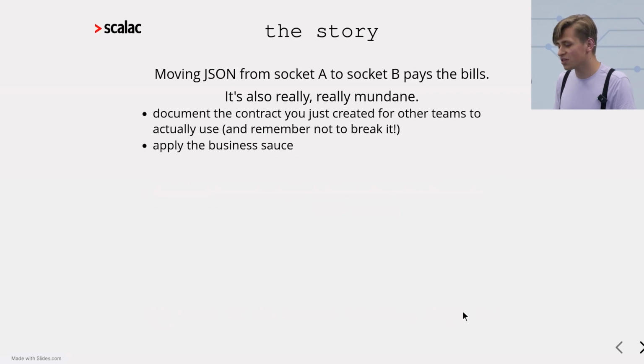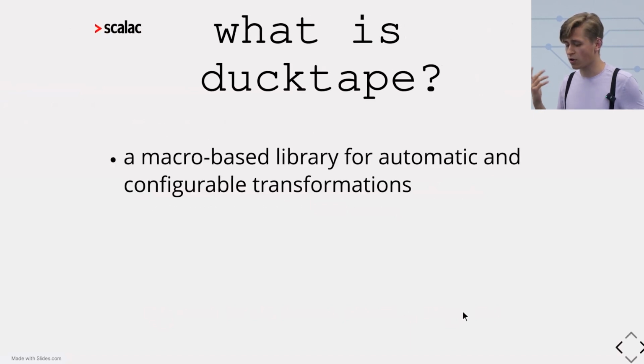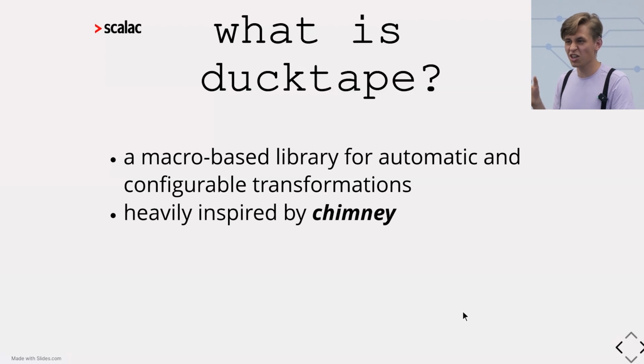And the first ingredient in all of this is ducktape. So what is ducktape? Ducktape is a macro-based library for automatic and configurable transformations. What that means for the user is that, for example, you have two case classes that have basically the same fields, maybe the order is different, maybe one of them has more fields than the other. What that means to you is that you can just write a one-liner that basically maps between those two data models. To some of you that might sound like Chimney, because it is heavily inspired by Chimney.